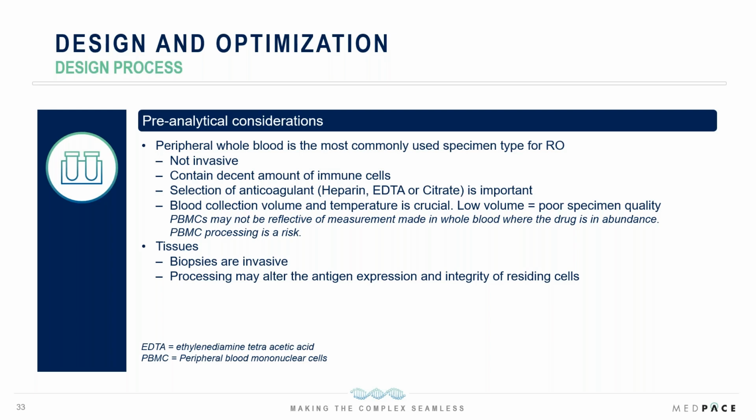Again, if your cell population is in low abundance in the circulation in the whole blood, sometimes you can use tissues as well. However, if you are using tissues, you really need to consider that you will need to process these tissues. You will do a mechanical and an enzymatic dissociation, and this can alter the antigen expression and affect the integrity of your tissue residing cells.